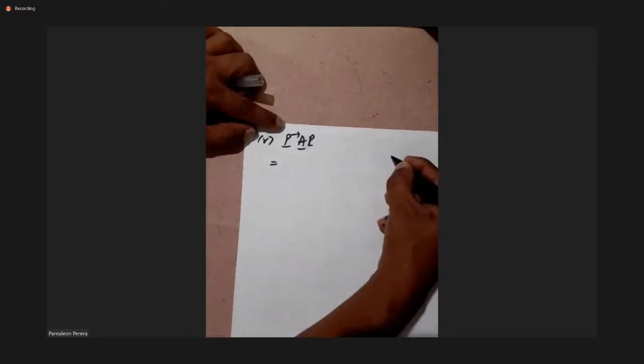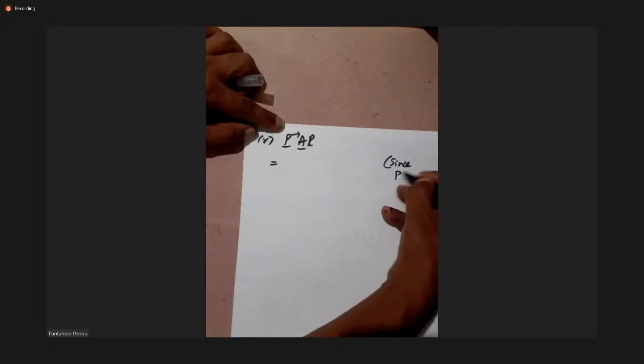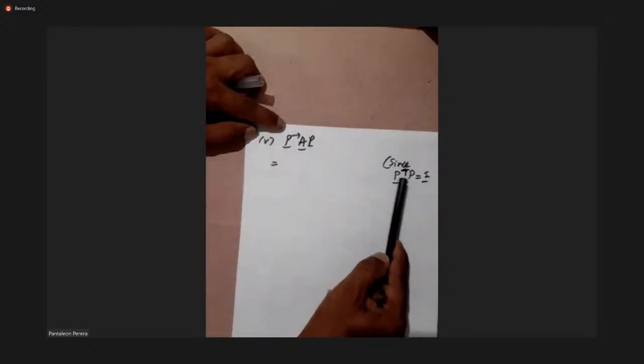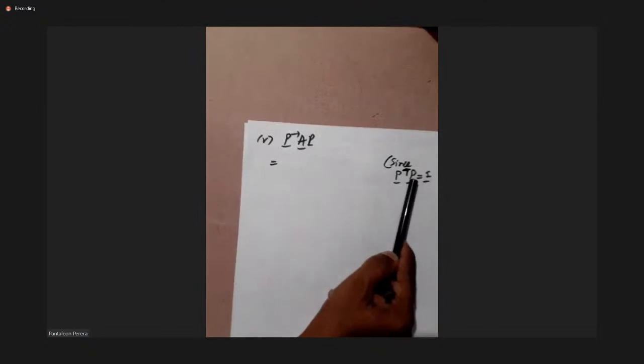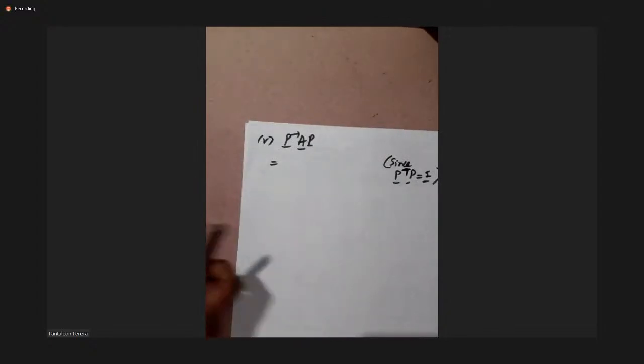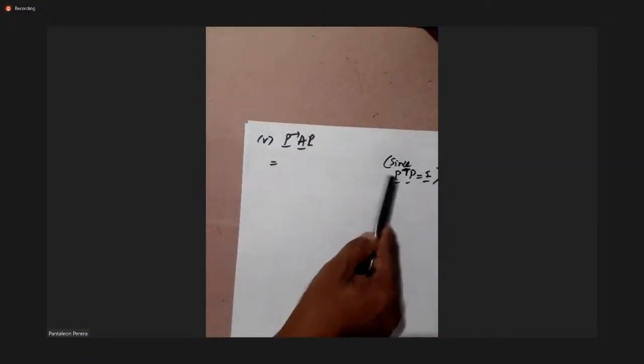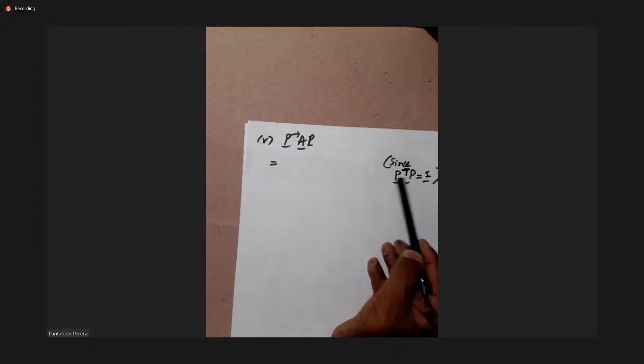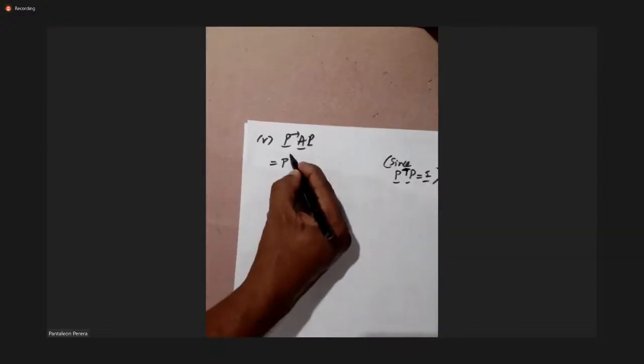Now, P is orthogonal, right? P is orthogonal means what? Since P transpose P is I, what can you say about P inverse? P transpose times P is I. So P is multiplied by some matrix and gives you I. So what can you say then? That is P inverse. Because AB is I means A is B inverse, or B is A inverse. Here, the transpose of P is P inverse. Therefore, I can write P transpose here.